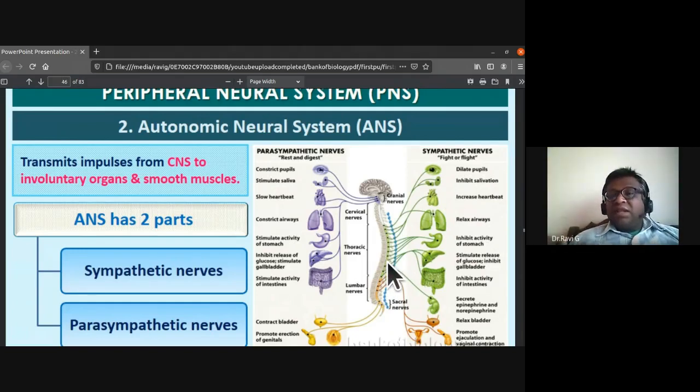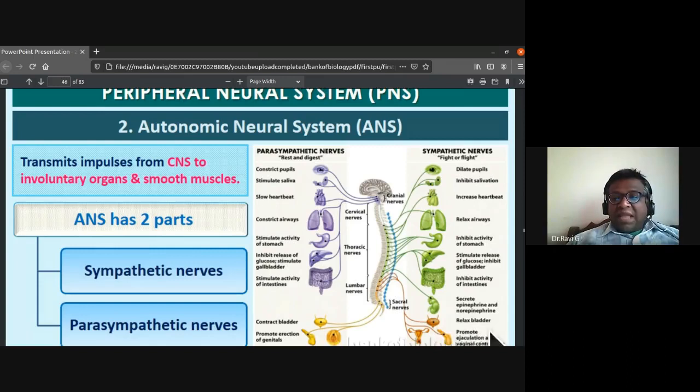The sympathetic nerves bring about a lot of changes: they dilate the pupils, inhibit salivation, increase the heartbeat, relax the airways, inhibit activity of the stomach, stimulate release of glucose, and inhibit the gallbladder. They inhibit activity of the intestines. They secrete epinephrine and norepinephrine.